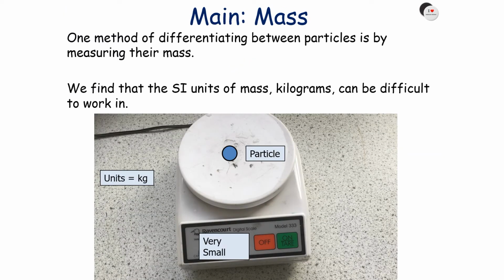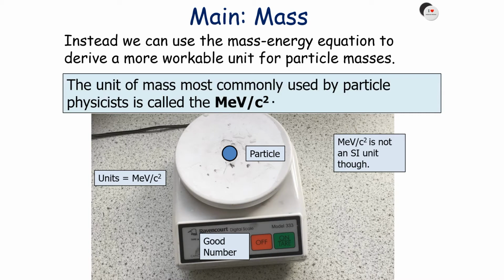Now one method of differentiating between particles is by measuring the mass. However, our issue is that the SI unit of mass, the kilogram, can be difficult to work in for particles. So instead we use the mass energy equation to derive a more workable unit for particle masses. Now the unit of mass most commonly used in particle physics is called the mega electron volt per speed of light squared, or MeV over c squared.